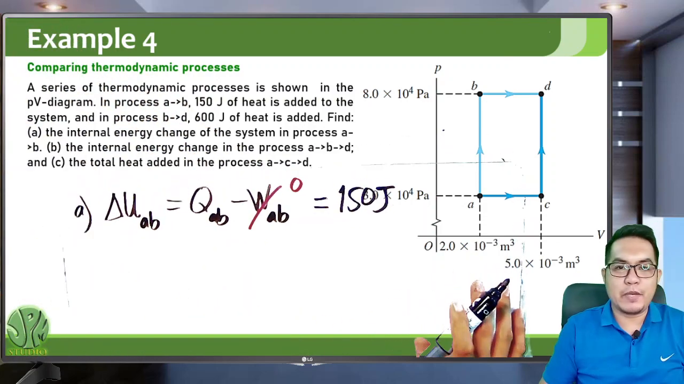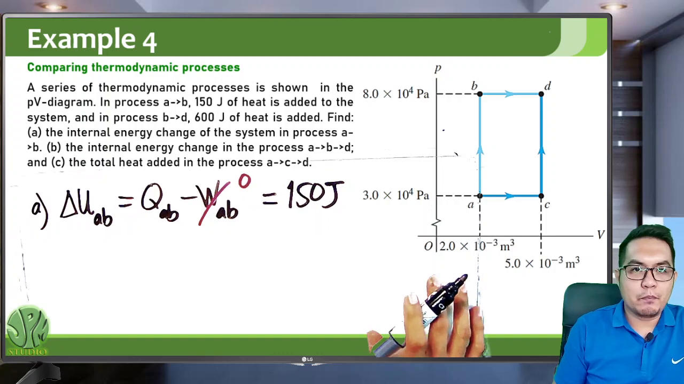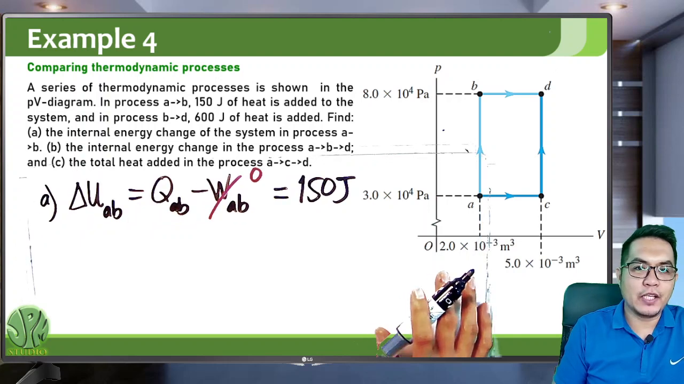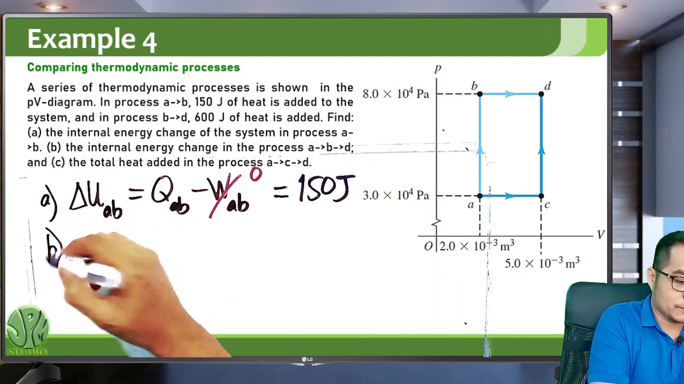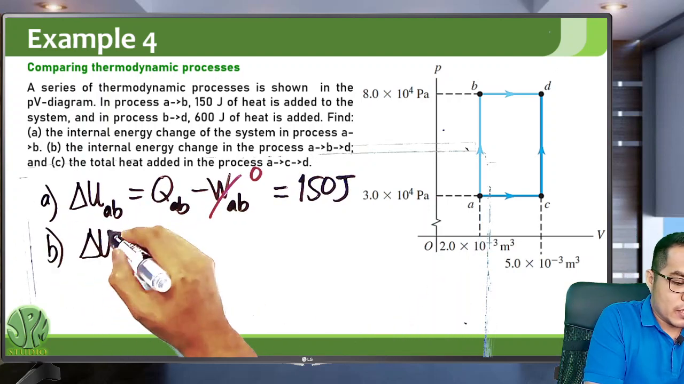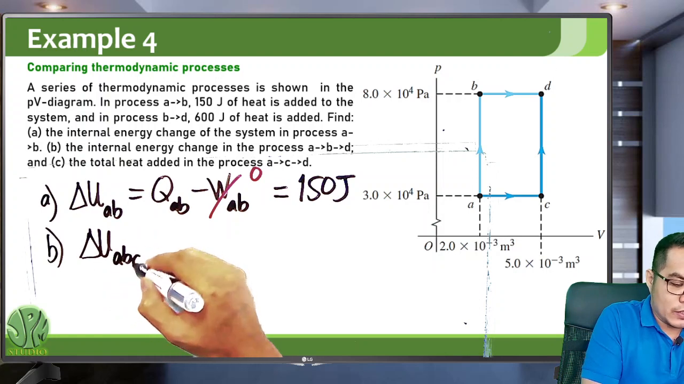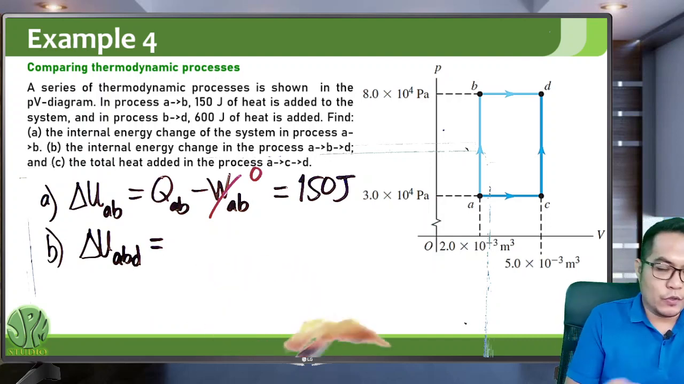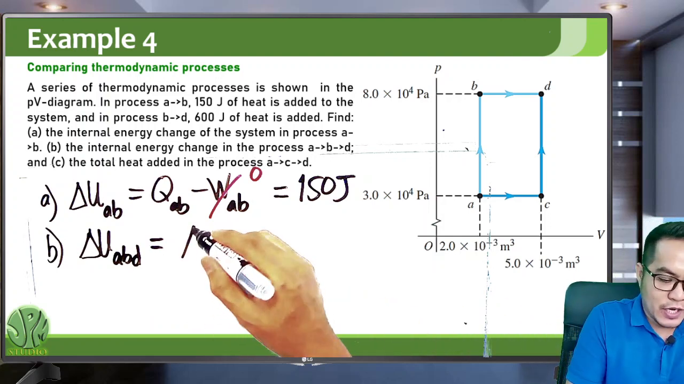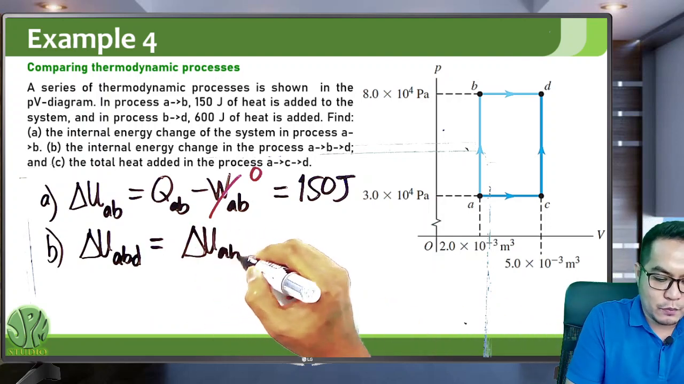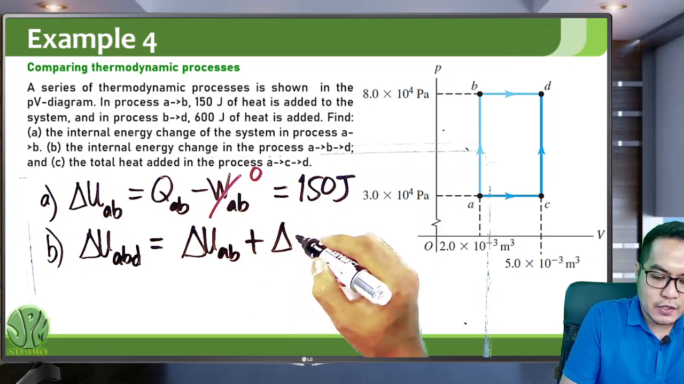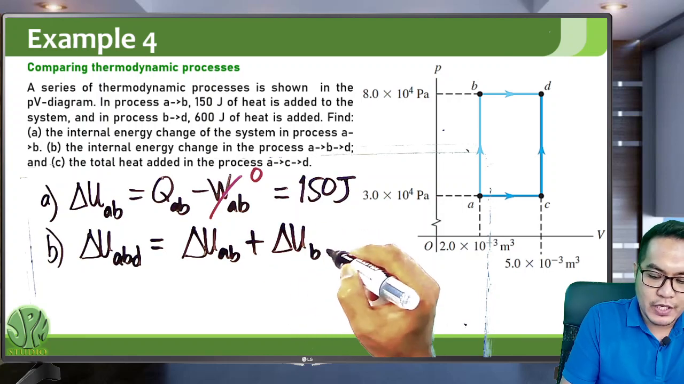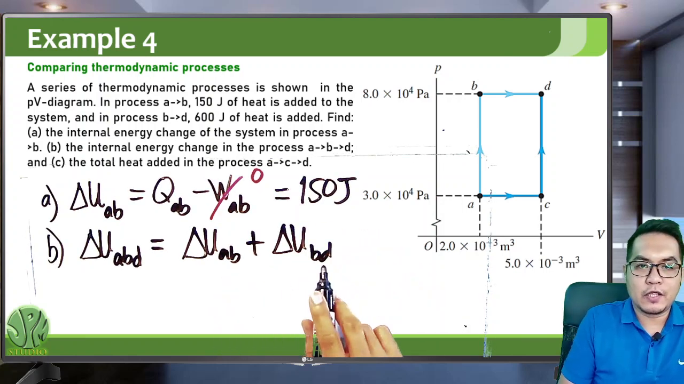Now, for letter B, you are asked to find the change in internal energy for the process A to B to D. In order to get this change, you just need to add the change in internal energy from A to B plus the change in internal energy from B to D. So from A to B, then from B to D.